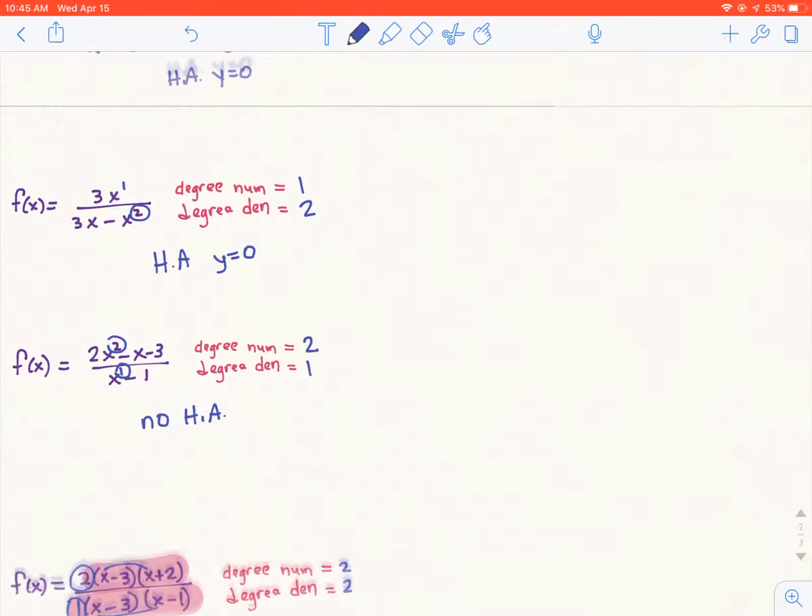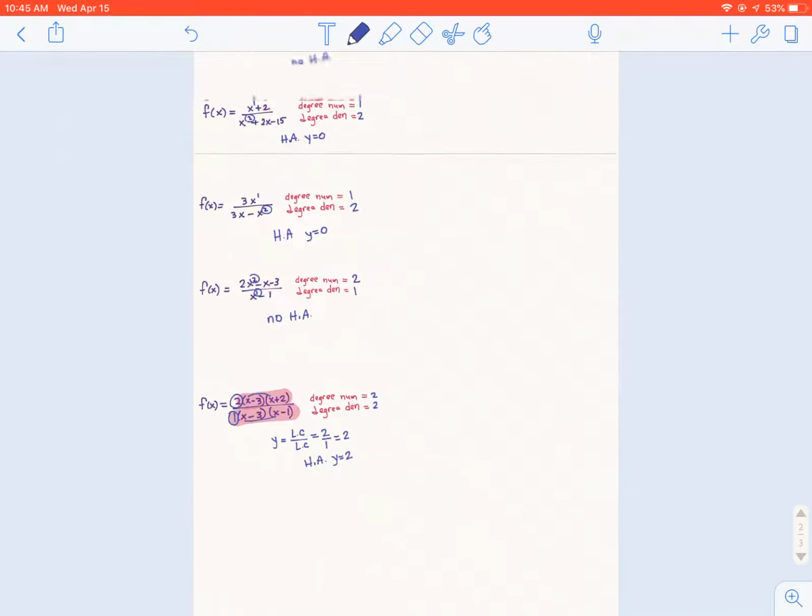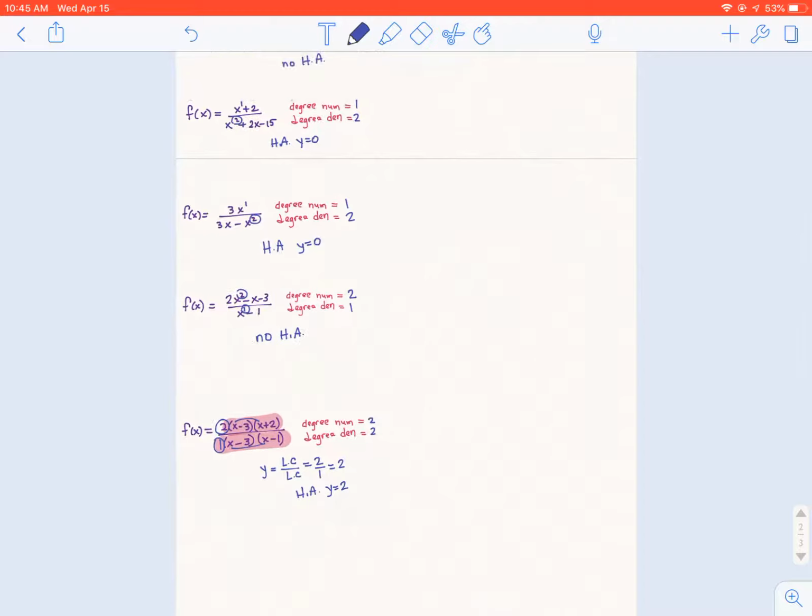Okay, I hope that makes sense. I'll try to put that all on one page. You can copy it down. You can start and stop, whatever you have to do.